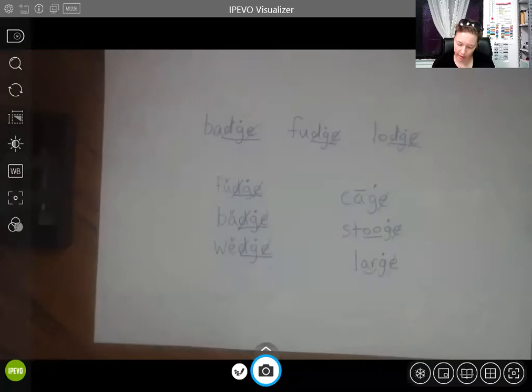So we're going to add this rule to our wall in the classroom, and it says that the final J sound is spelled with the letters DGE when it follows a short vowel, when there's a short vowel in the word, like edge, badge, judge, and bridge. The final J sound is spelled with the letters GE when it follows anything else. Okay.